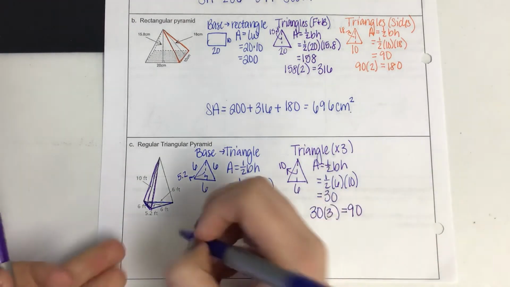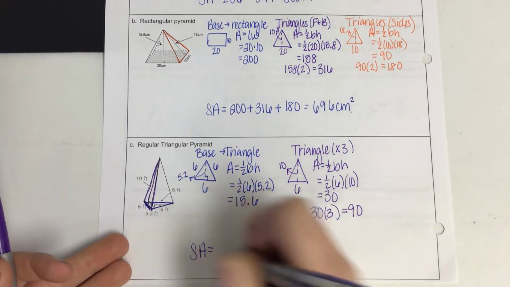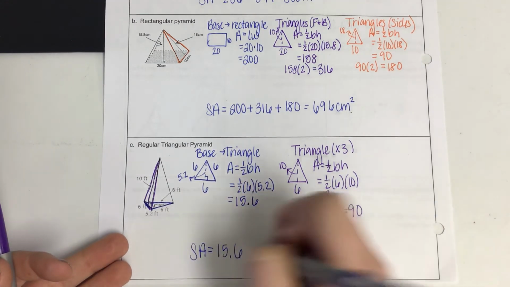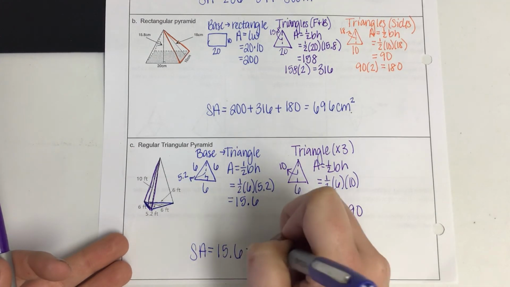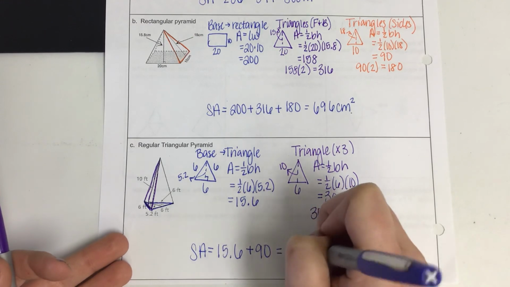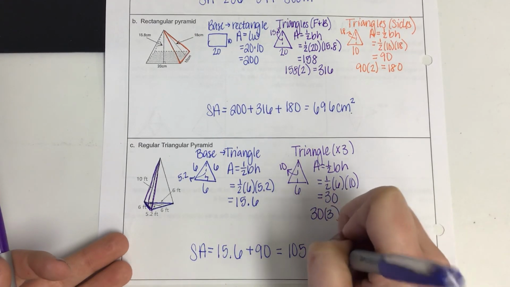So we need to find our total surface area, which is 15.6 plus 90. So that's going to give us a total area of 105.6 feet squared.